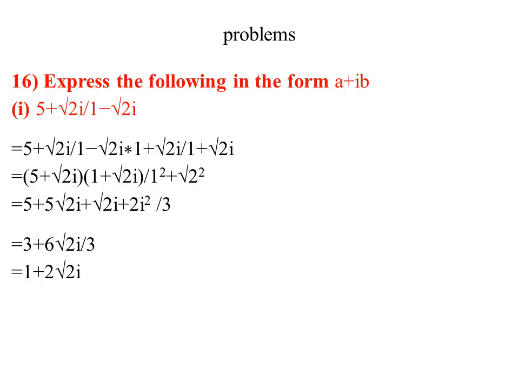We move to the 16th problem. Express the following in the form a plus ib. Under that first problem, (5 plus root 2i) by (1 minus root 2i) is equal to (5 plus root 2i) by (1 minus root 2i) into (1 plus root 2i) by (1 plus root 2i). Here in this step we multiply by the conjugate.